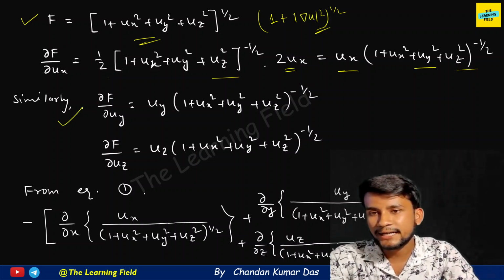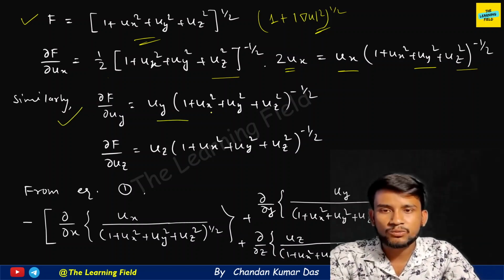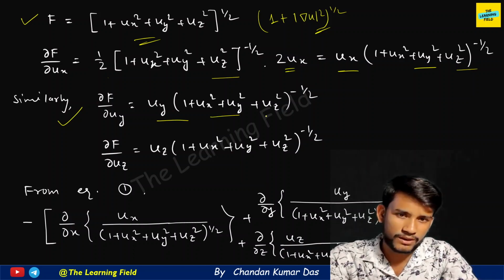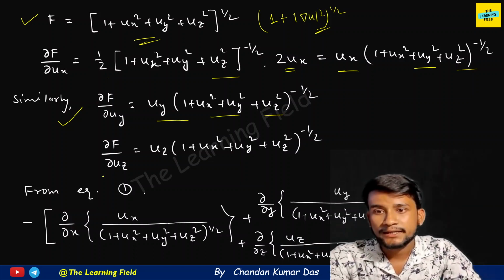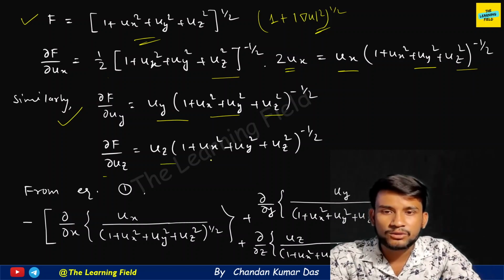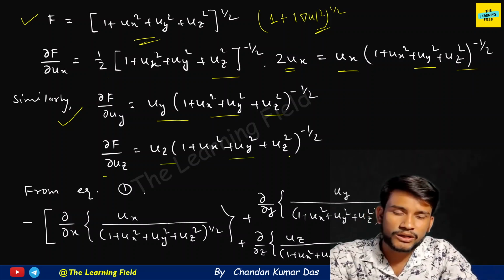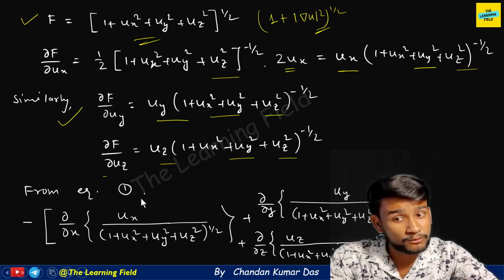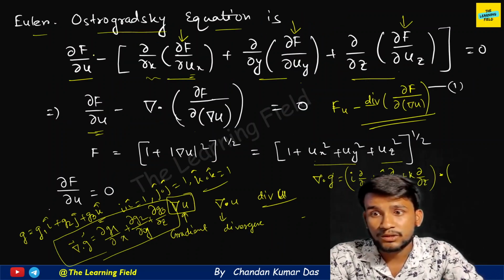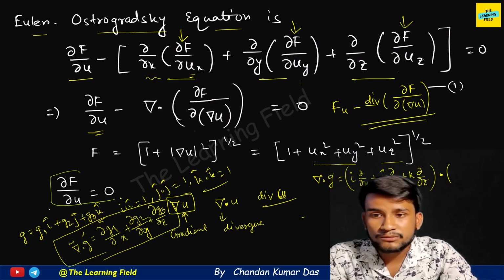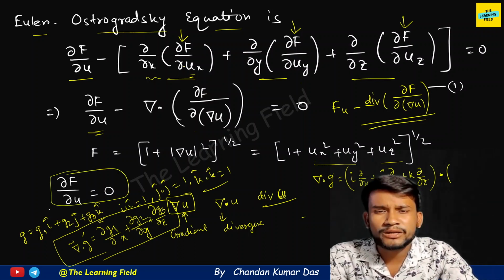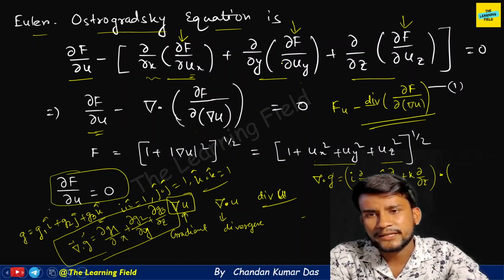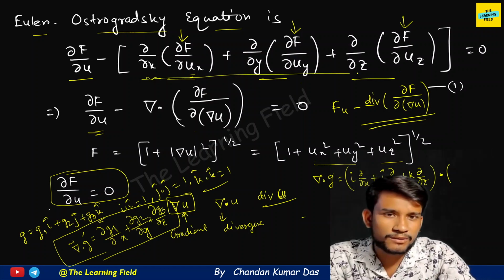Similarly, we can write del f by del uy equal to uy into 1 plus ux square plus uy square plus uz square, power minus half. Del f by del uz is equal to uz into 1 plus ux square plus uy square plus uz square, power minus half. Okay, now from the equation, the del f by del u term goes to 0, therefore taking the minus common, it goes to the other side and becomes 0 as well. So simply what remains is the sum of these three terms.